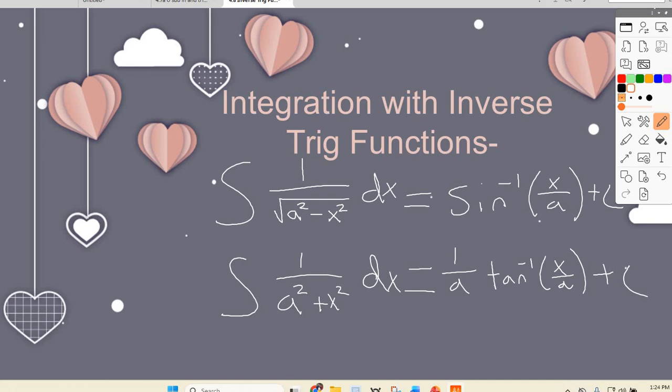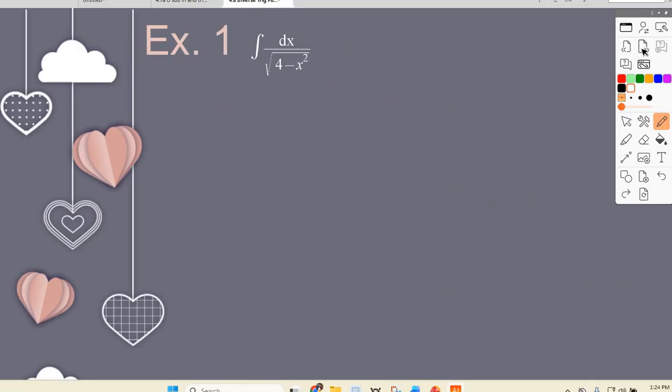And like I said, technically the negative of the square root would be cosine inverse, but instead of that, we can just factor our negative out and then just make it negative sine inverse. So that's why we don't have cosine inverse. So let's look at an example. What we got here? Sine inverse? It will be.